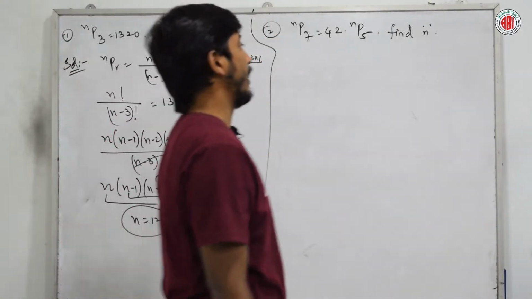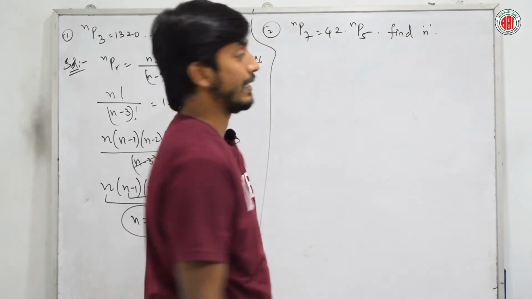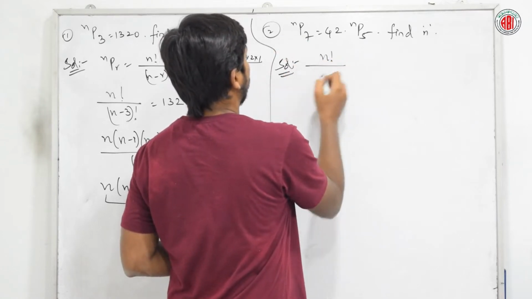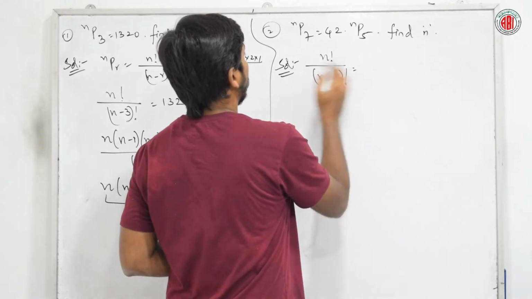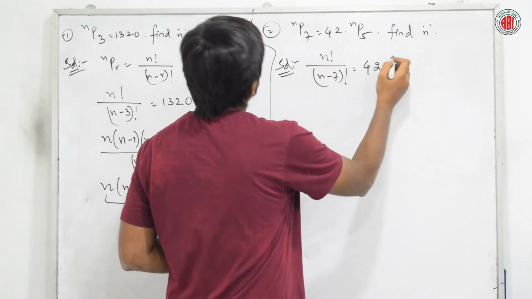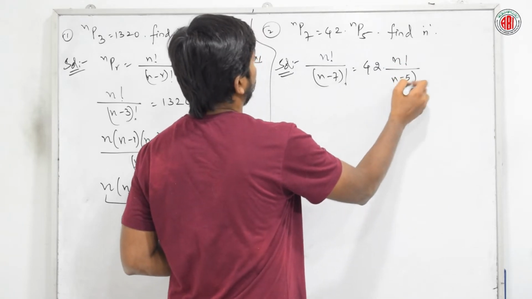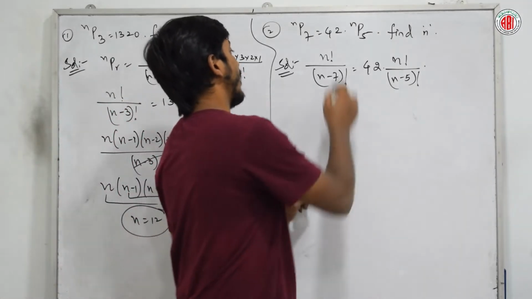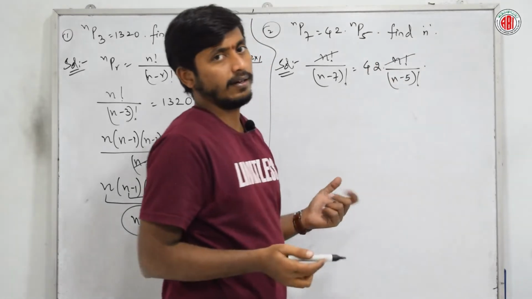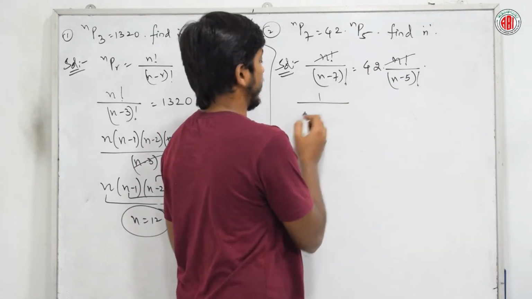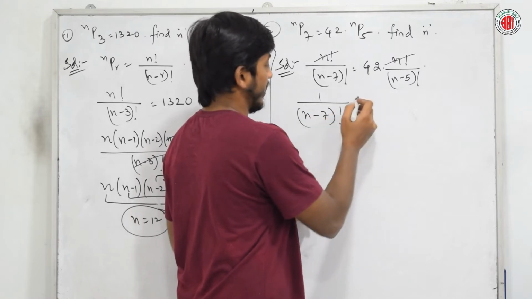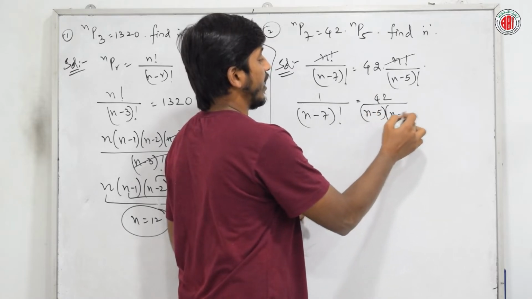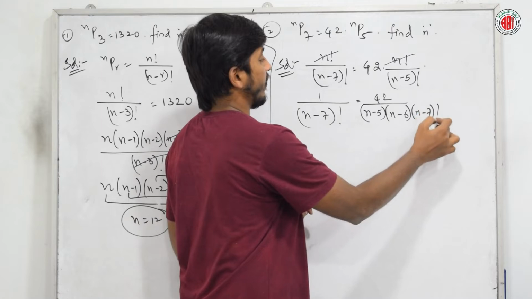nP7 is equal to 42 into nP5. How do we do this? Let us first substitute the formulas. nP7 is n factorial by n minus 7 factorial. That is equal to 42 into nP5, which is again n factorial by n minus 5 factorial. If you observe here, n factorial got cancelled. The remaining term on the left is n minus 7. Let us put it as it is. n minus 5 factorial can be written as n minus 5, n minus 6 into n minus 7 factorial.